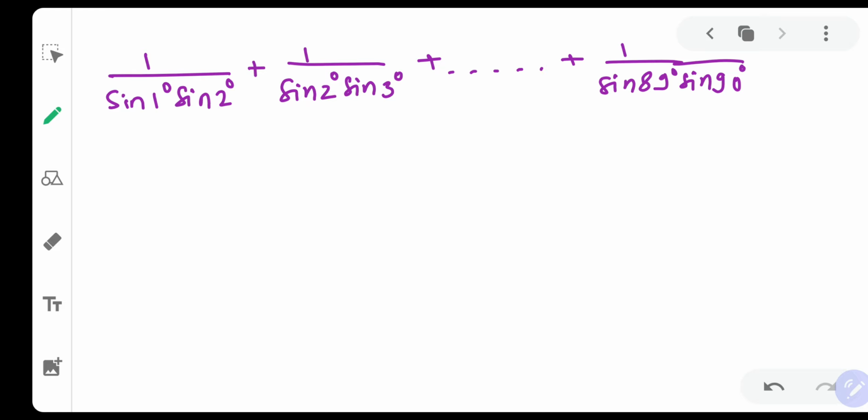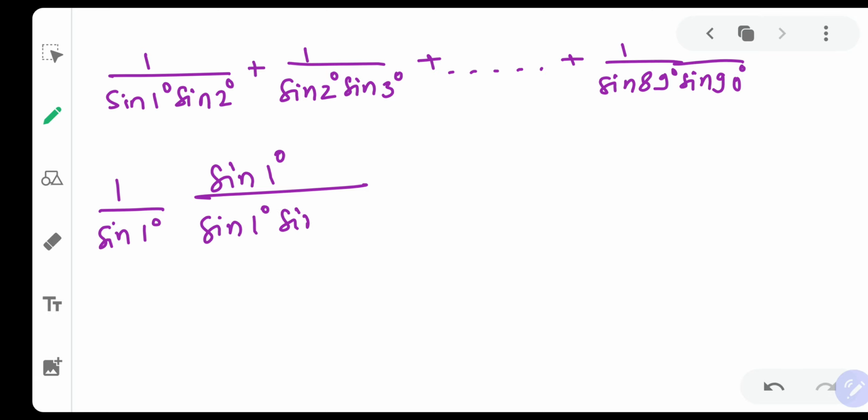Now this is a very peculiar type of question in which you should check out the difference in the degrees of the denominator. This is 1 degree and 2 degree, so the difference is nothing but 1 degree. So I would suggest you multiply and divide every term by sine 1 degree. I am only doing this for the first term right now. I multiplied and divided the first term by sine 1 degree.